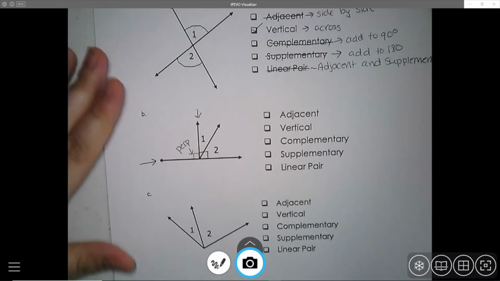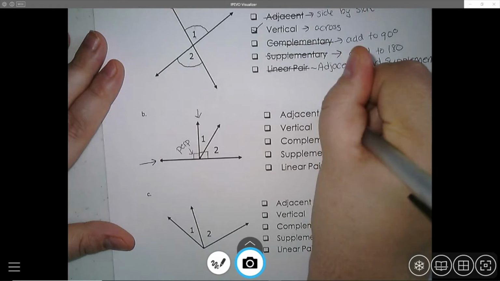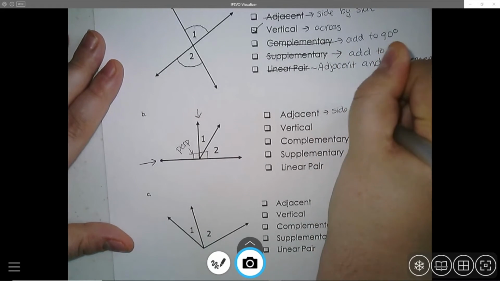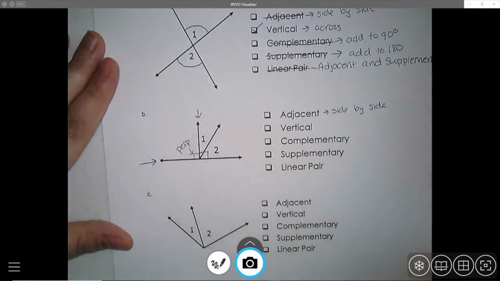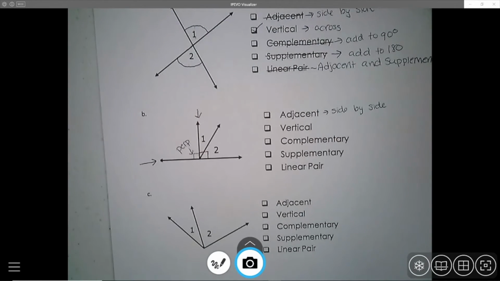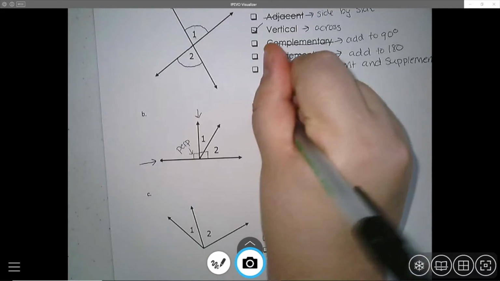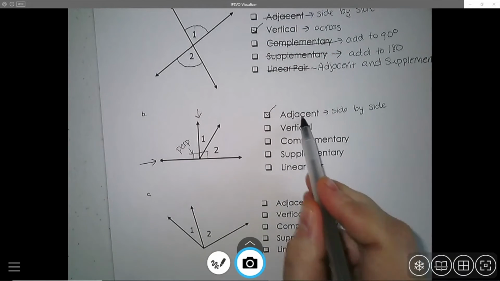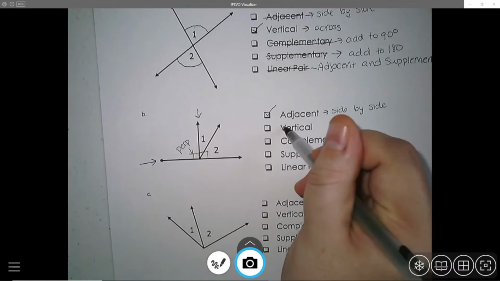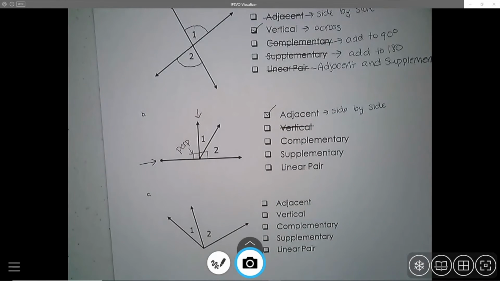So now going through these, side by side. Okay, are angles 1 and 2 side by side? Yes. Now, I'm going to tell you, if they are adjacent, they are never vertical. You cannot have a pair of angles that are both adjacent and vertical, so I can automatically cross vertical out.